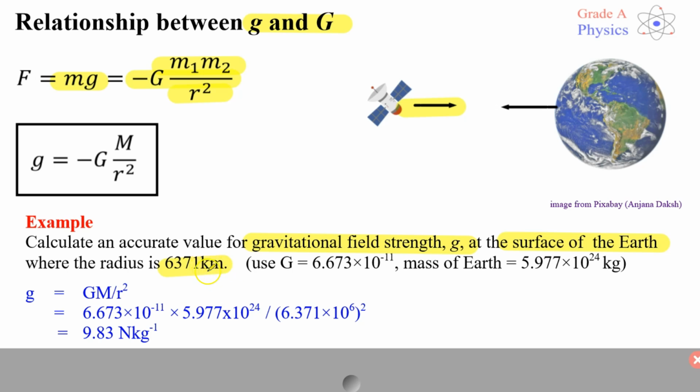Watch out for kilometers. This is a really common mistake. It's very tempting to just write 6371, but in this case, we've got times 10 to the 6, because we've got kilometers. So all of this is times 10 to the 6, and then squared. 9.83 newtons per kilogram sounds about right. And that would be the answer in this case.